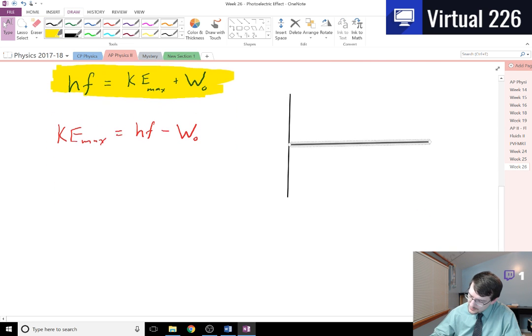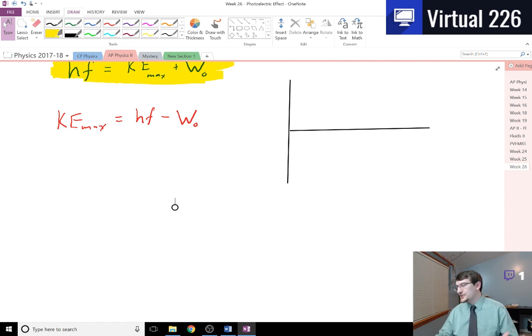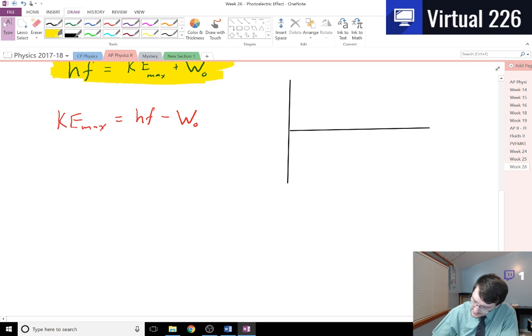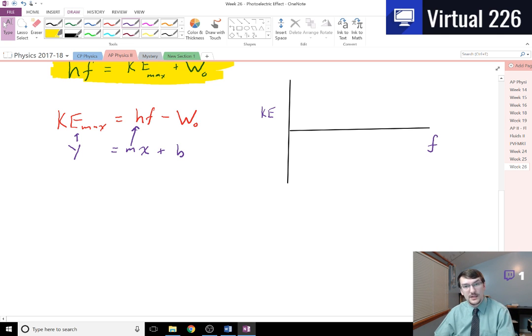If we're able to graph the kinetic energy we get out of our electrons as they go bolting through the plates, if we map kinetic energy as a function of frequency, what we actually have is y equals mx plus b, where our y is the kinetic energy. Our slope is Planck's constant, and since that's a constant, we're going to have a linear line. Some x value is changing, and our b is going to equal minus W naught.